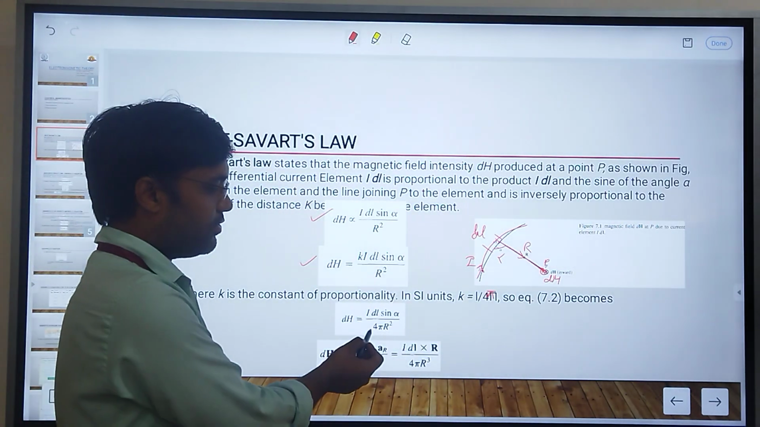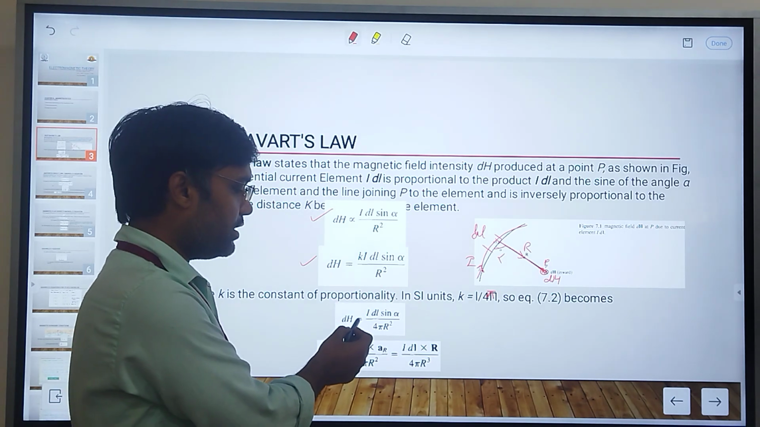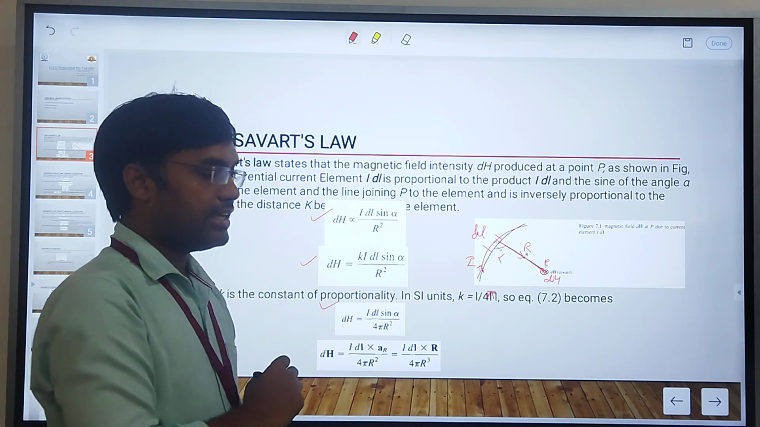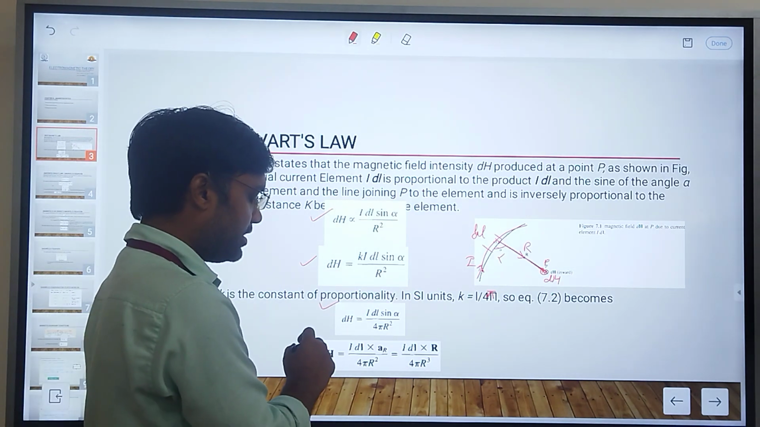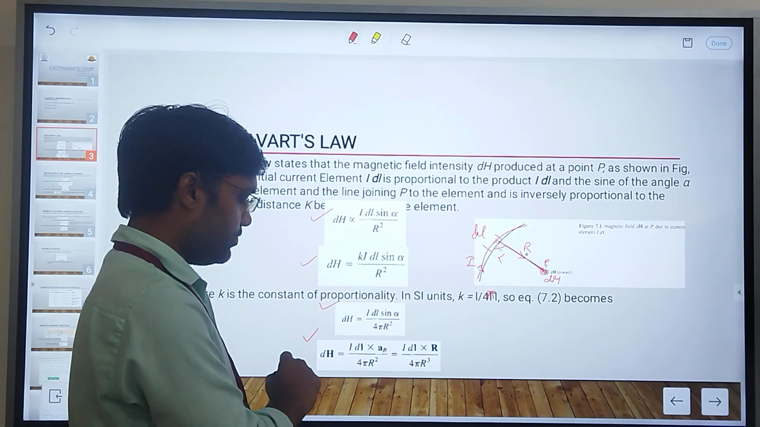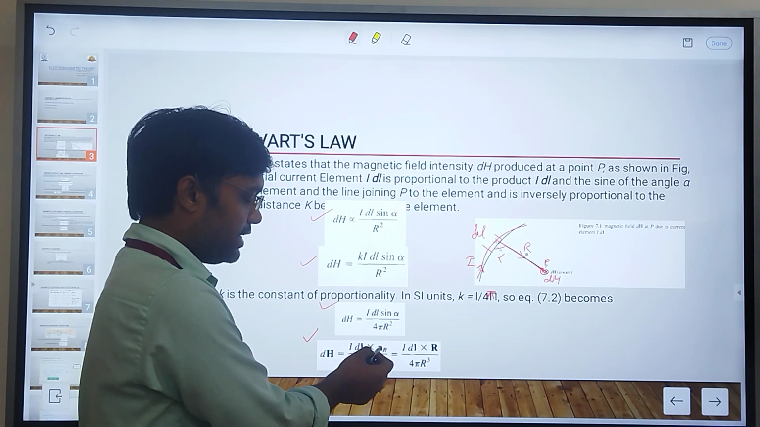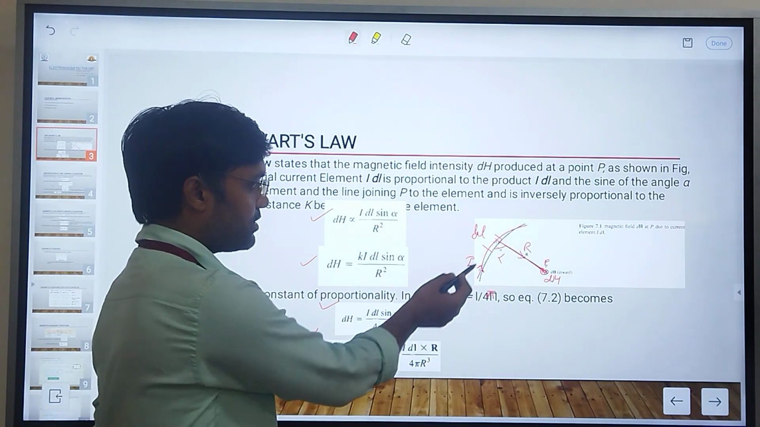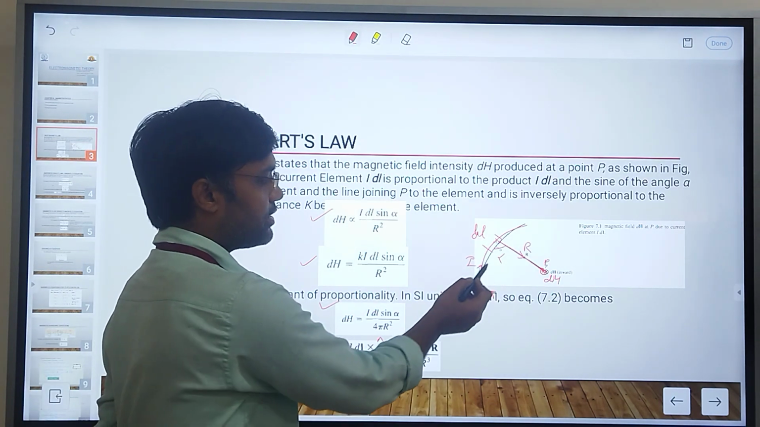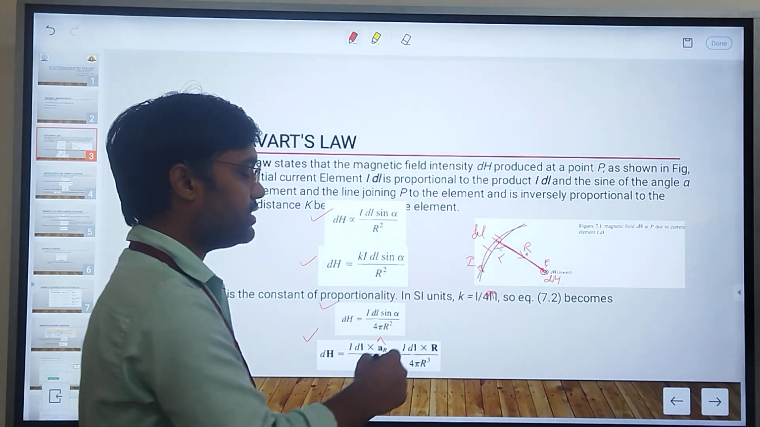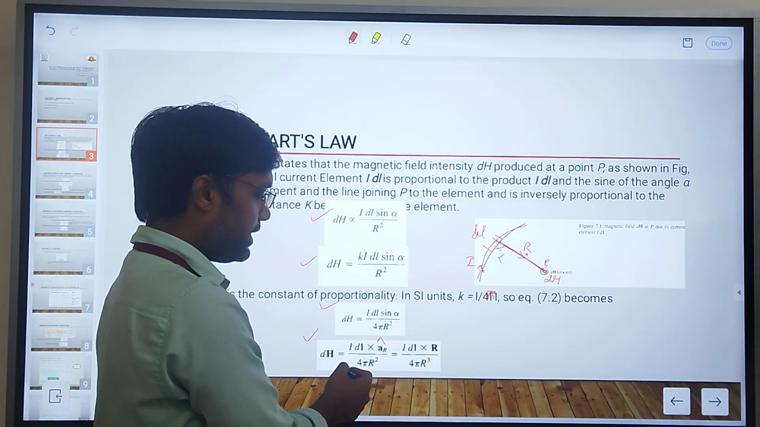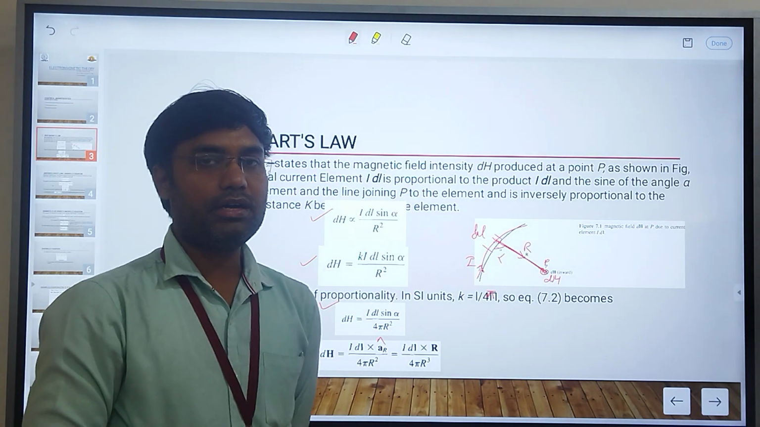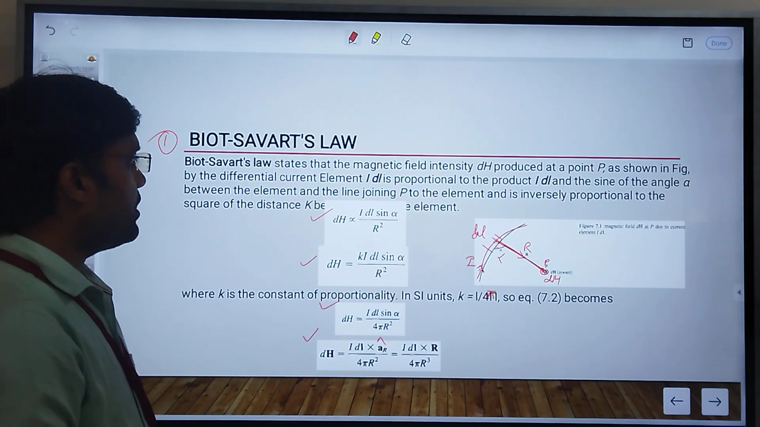By putting the value of K in the equation of dH, we get I dl sin alpha, or sin theta, divided by 4 pi r square. This is the general expression. In terms of unit vector and coordinate system, we introduce the unit vector along the r direction. aR is a unit vector representing the direction, divided by r square. So we can write dH equal to I dl cross vector r divided by 4 pi r cube. This is the Biot-Savart law.